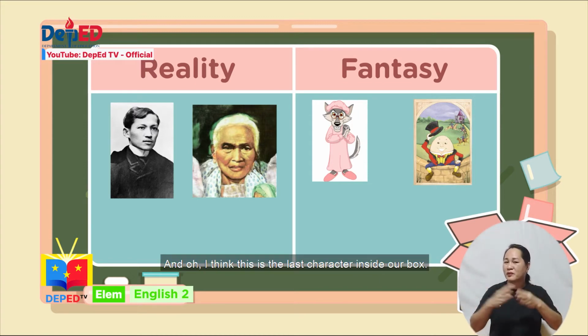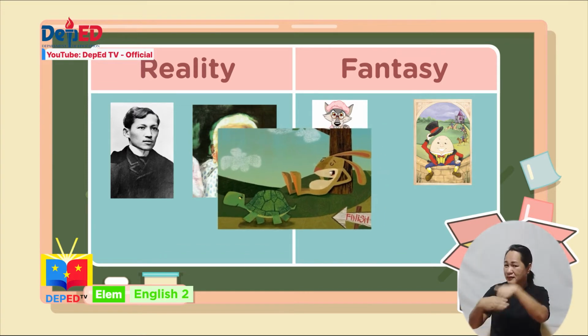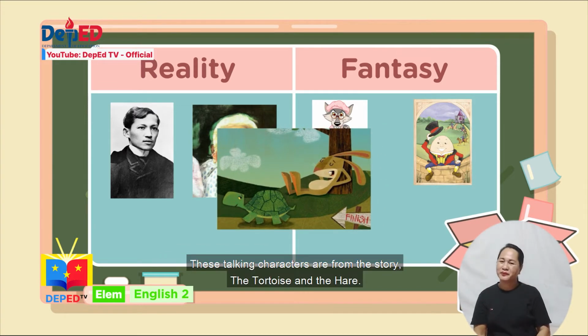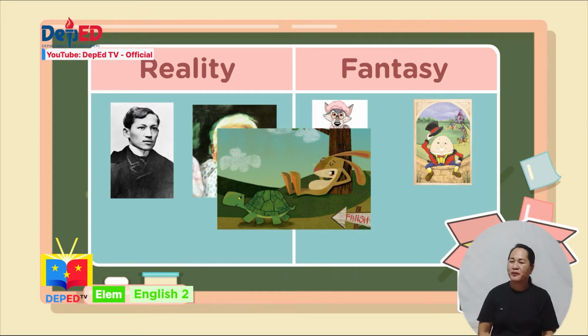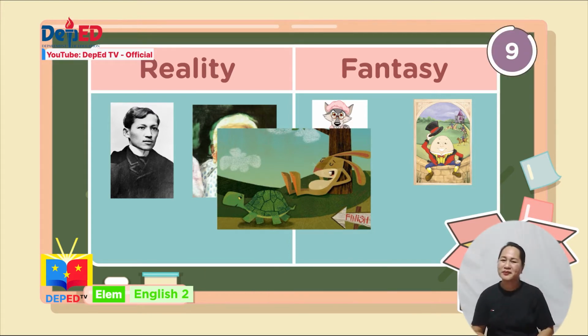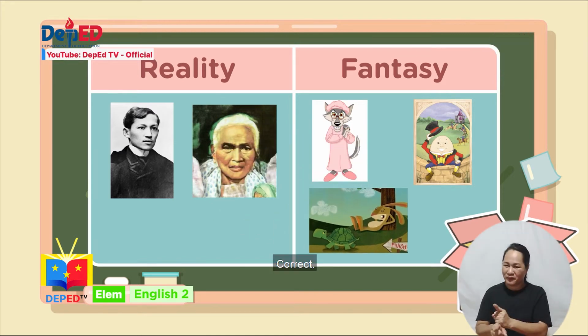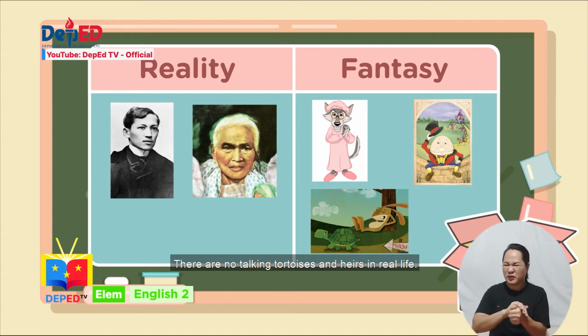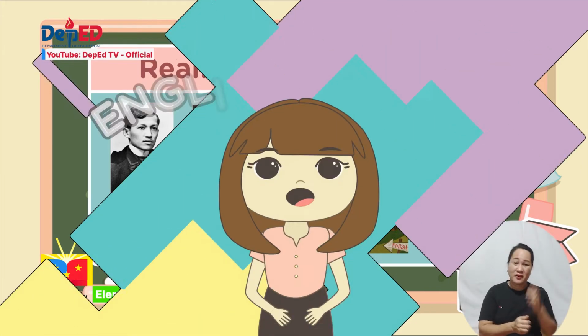And oh, I think this is the last character inside our box. Who could this be? These talking characters are from the story The Tortoise and the Hare. One of my favorite stories. So, where do you think they belong? Fantasy or reality? Correct! There are no talking tortoises and hares in real life, so these characters belong to fantasy stories.